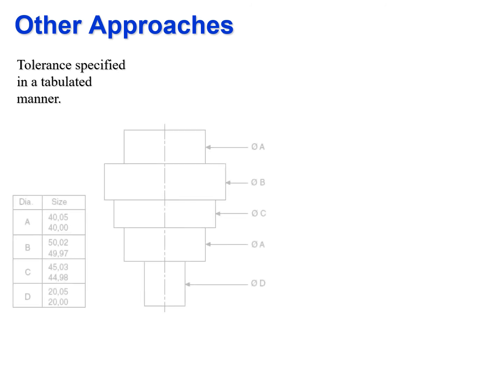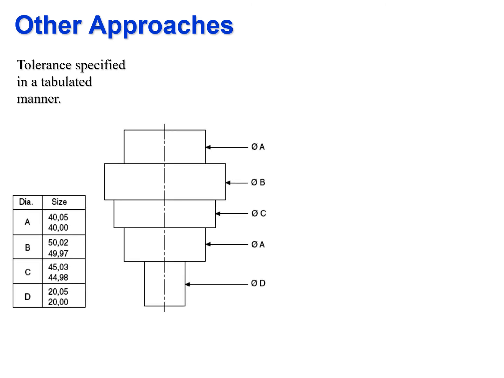Other approaches are to specify tolerance in a tabulated manner. For example, if this is our part, a cylindrical feature, and these are the different diameters on this part, we can actually assign tolerances not here, but in a table that is separate from the drawing, and we can say that on dimension A, apply these two tolerances, on dimension B, right here, apply these two tolerances, on dimension C, apply these two tolerances, and on dimension D, apply these two tolerances.